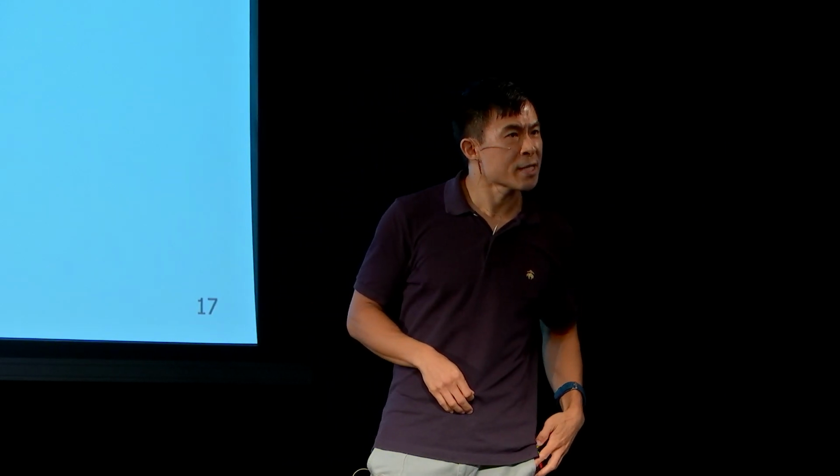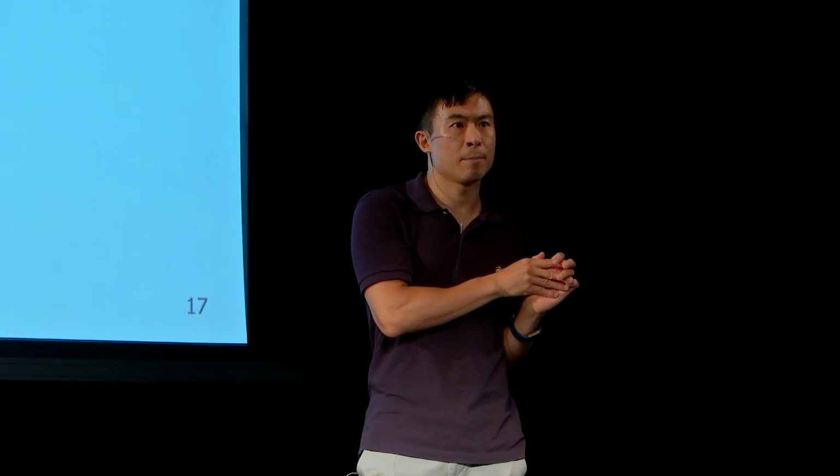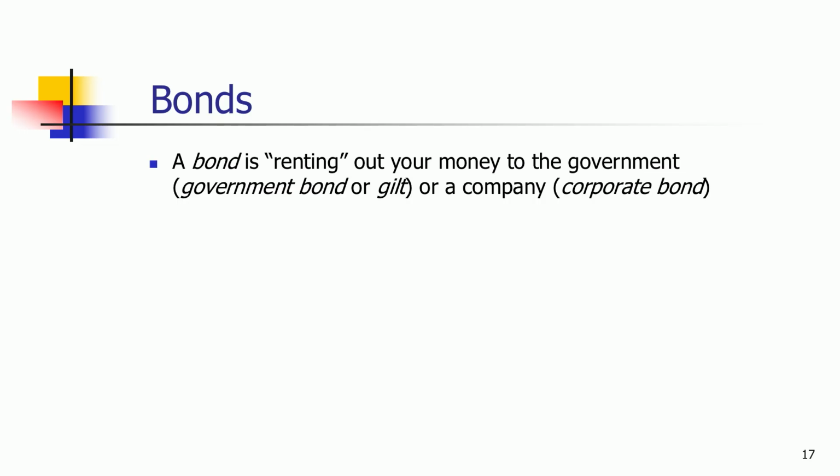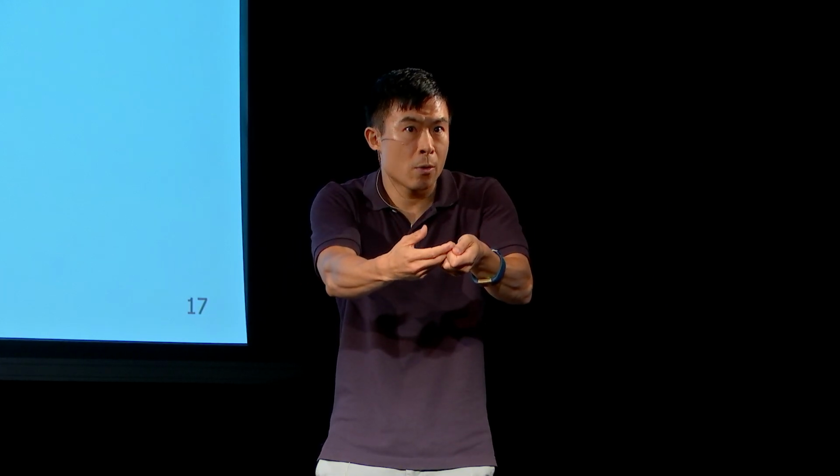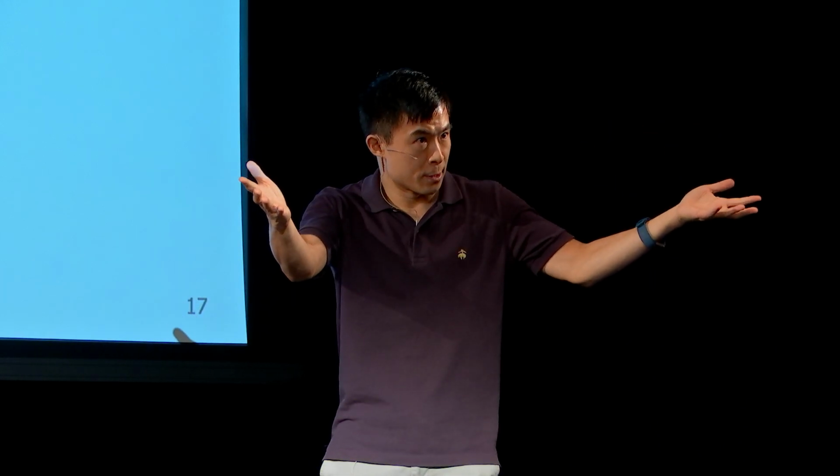So a bond is pretty similar to saving and renting that I described in my first period. When you save, you're renting out your money to the bank, and the bank does something with the money. When you buy a bond, you are renting out your money, but instead of renting it out to the bank, you're renting it out to the government or to a company. So one type of bond is a government bond, where the UK government is borrowing money from you in order to build roads and so on.